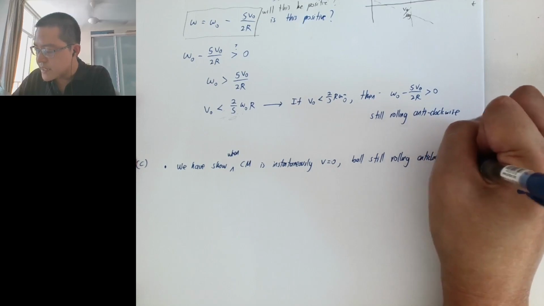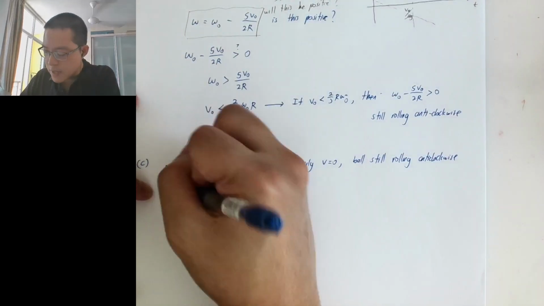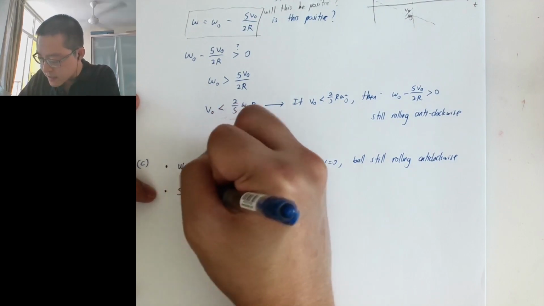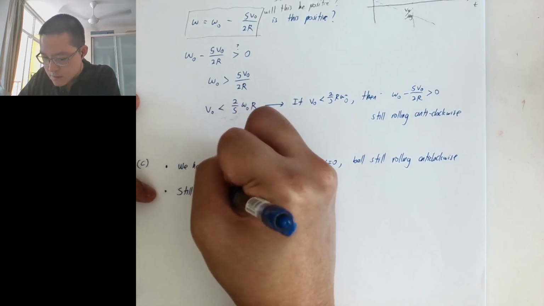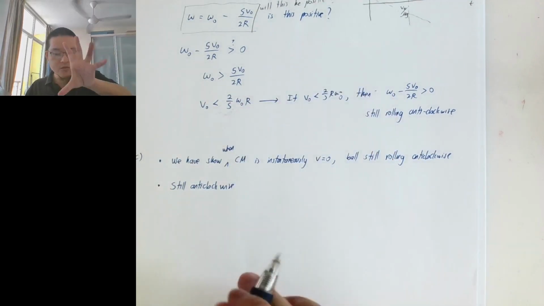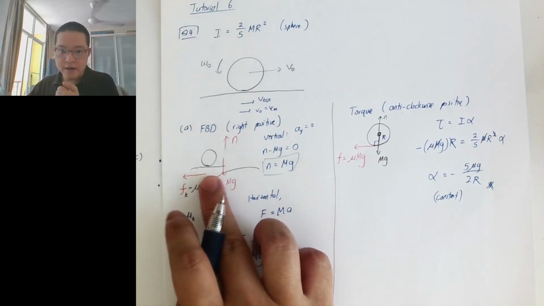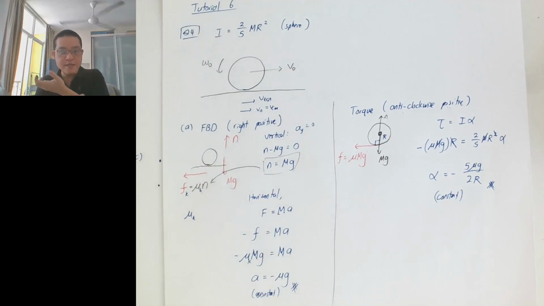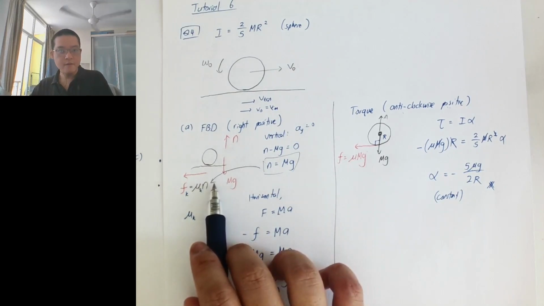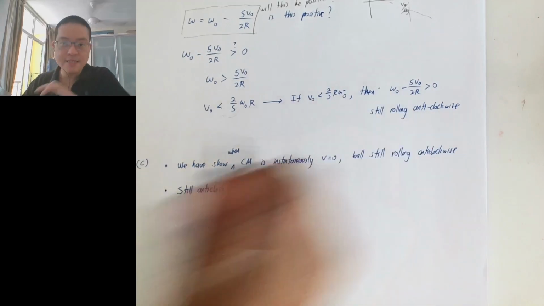This one is nothing new, it's just summarizing what we did here. What happens is still anti-clockwise, right? That means when the ball is instantaneously at rest, it's still rotating anti-clockwise. When it's still rotating anti-clockwise, that means it's still scraping the floor in the original direction. That means the kinetic friction is still acting to the left, because it's the same as just now.